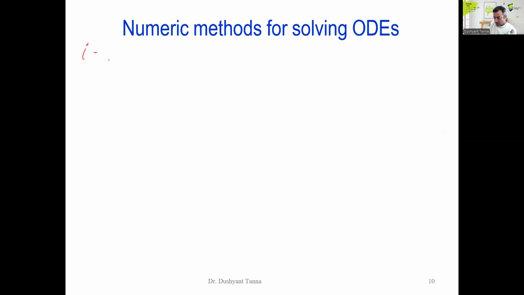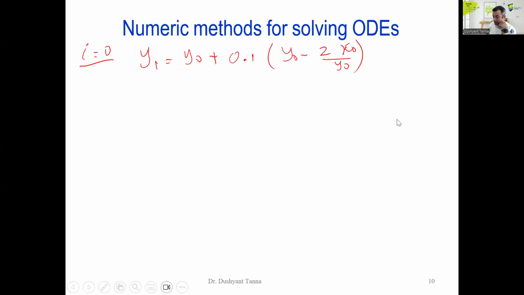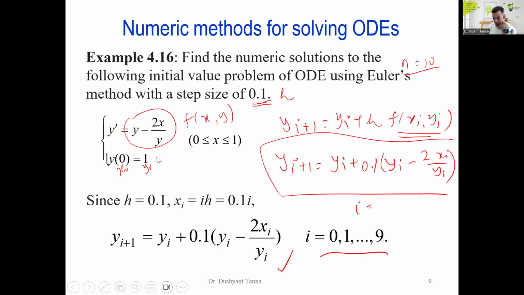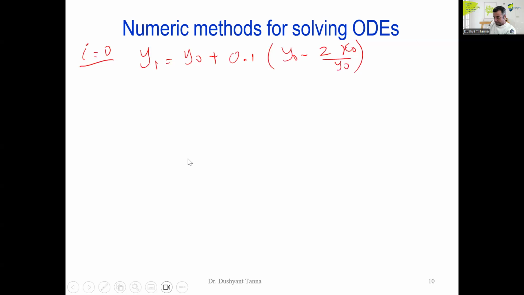i is equal to 0. Therefore, your y1 is y0 plus h, which is 0.1, times y0 minus 2x0 over y0. Replace all the values that you know. What is the value of x0? x0 is 0 and y0 is 1. Replace it here: 1 plus 0.1 times (1 minus 2 times 0 over 1). Once you simplify, 1 plus 0.1, because this is 1, it is 1.1.